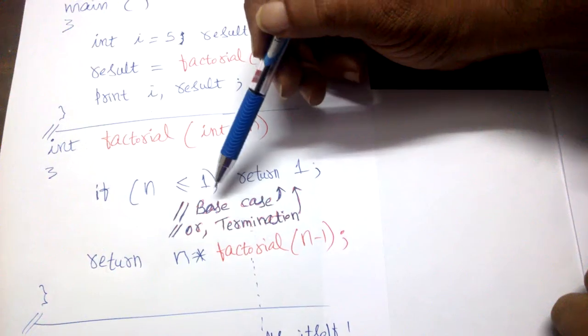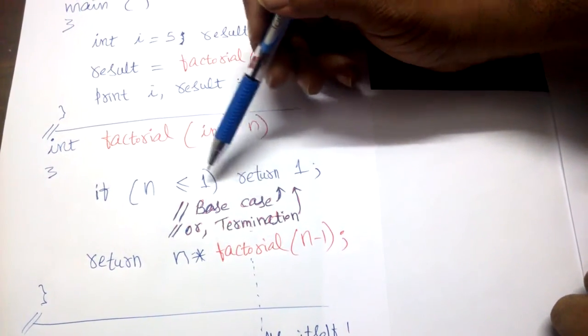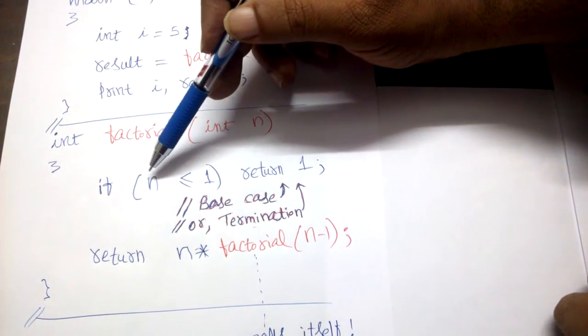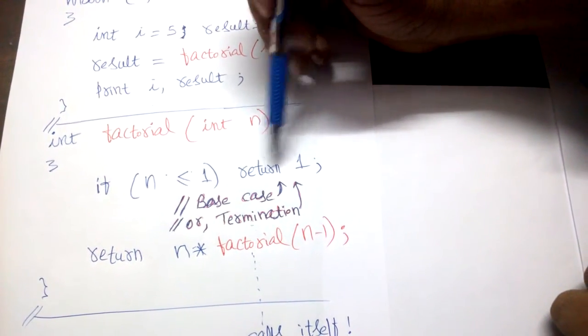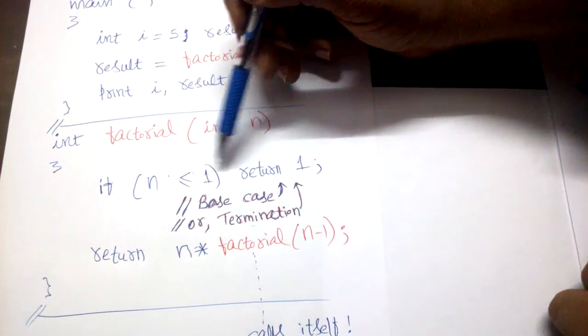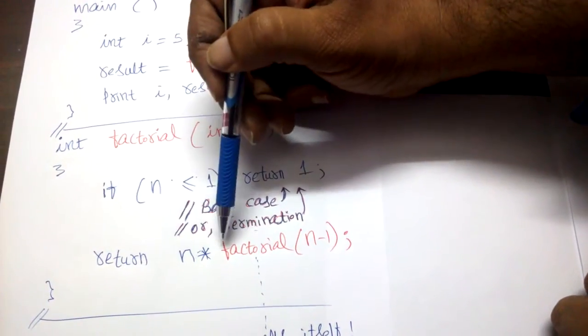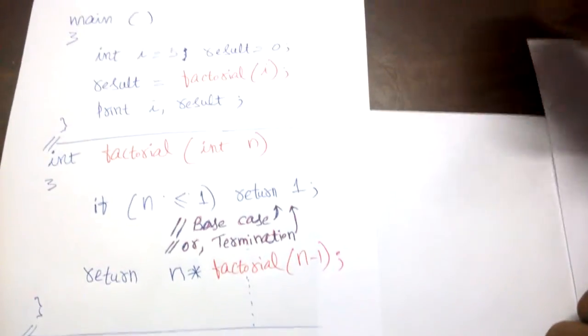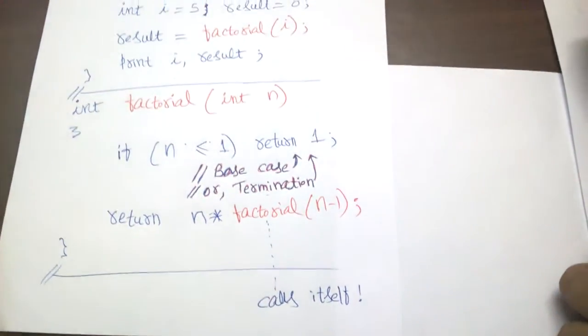Now we have to set up what is called the base case or termination, because it cannot go in an endless loop. We have to terminate it somewhere. So the base condition: if n is less than or equal to 1, we return 1. Otherwise, return n into a call to itself using n minus 1. That's how the factorial recursion is defined, and we have achieved factorial.